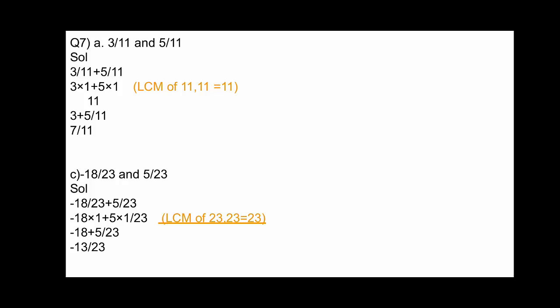Question number C, the LCM of the denominators 23 and 23 is 23. So minus 18 into 1 plus 5 into 1 divided by 23, which will give you minus 13 divided by 23. Different signs, you have to subtract. They have different signs, you have to subtract. So taking the sign of the bigger number, minus 13 divided by 23.